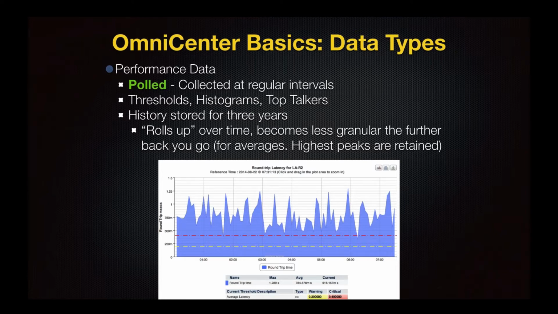After that, it rolls up into 30-minute averages for about 6 months, and then into 4-hour averages, which we retain for the full 3 years. So you can still go back and get a pretty good picture of what your working day was like 2 years ago, at least from a high-level statistical perspective. It rolls up the average data, but the peak data is always retained. So you can always go back and get a feel for what was the maximum volume we achieved last year versus this year, for example.